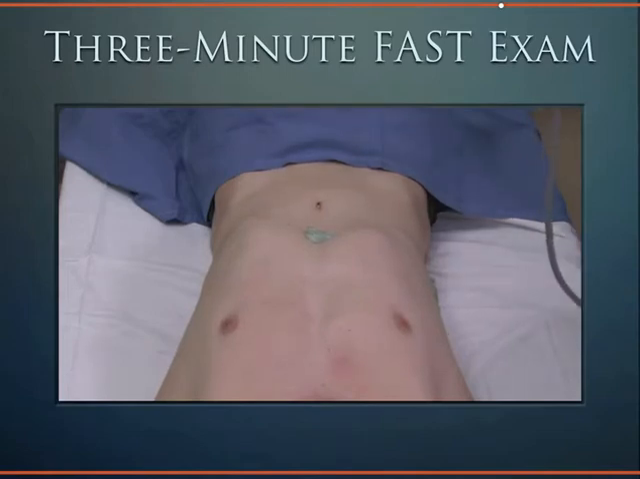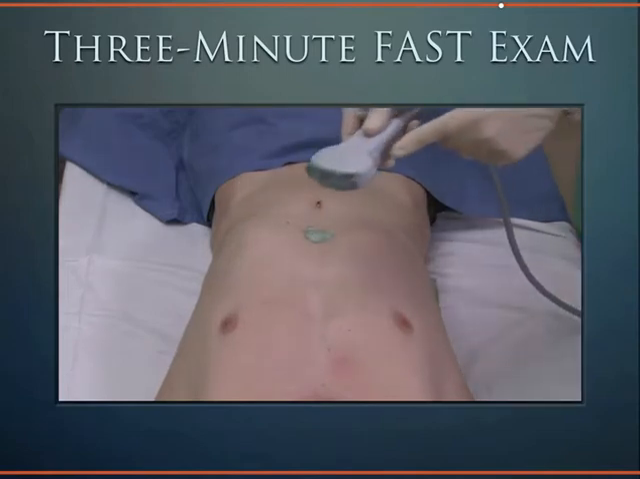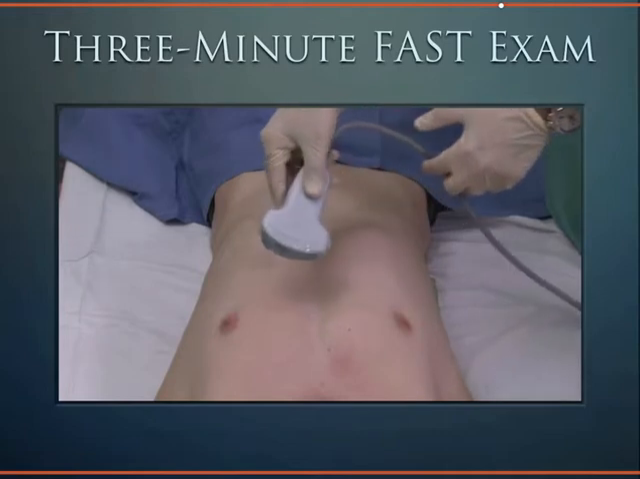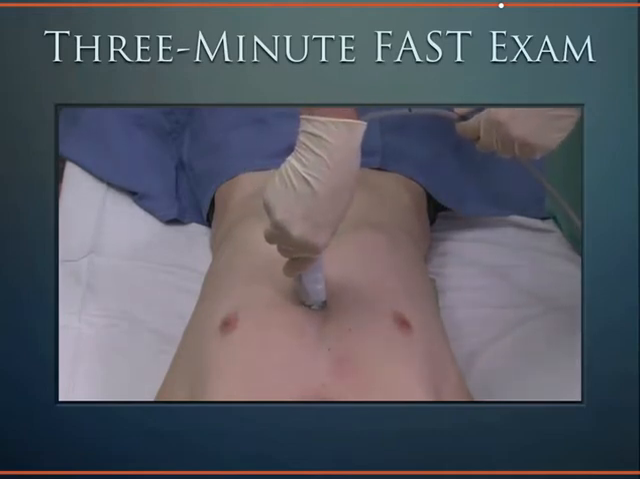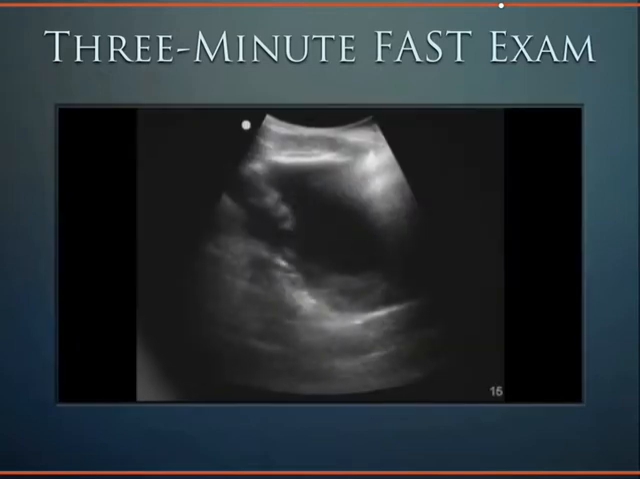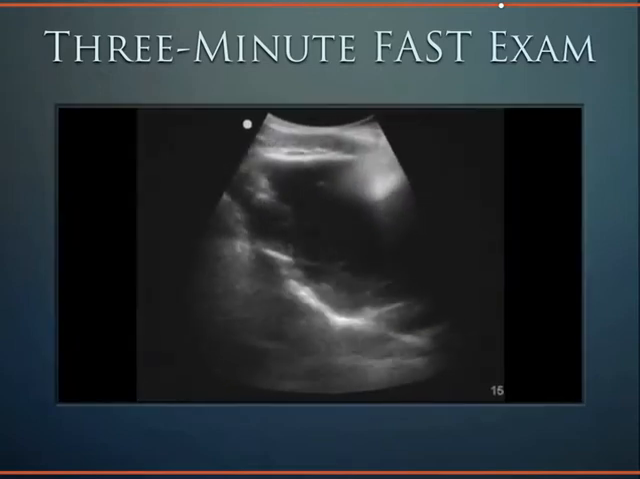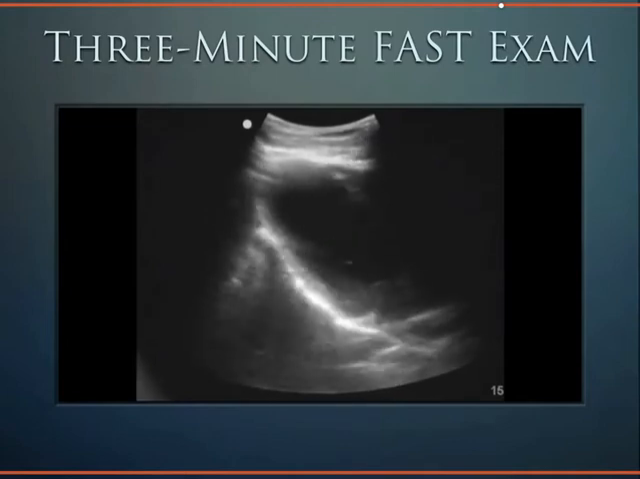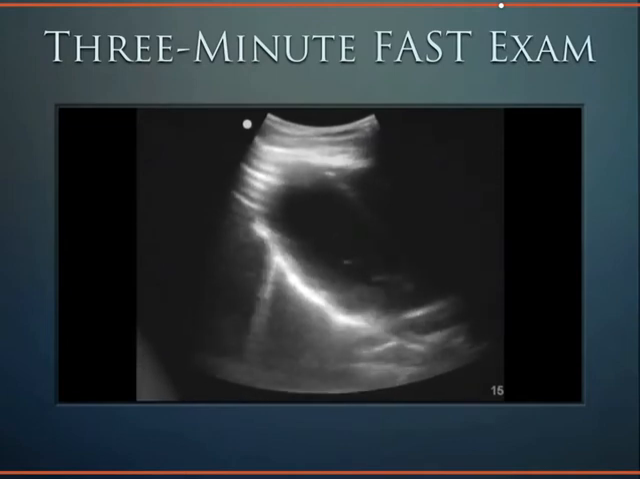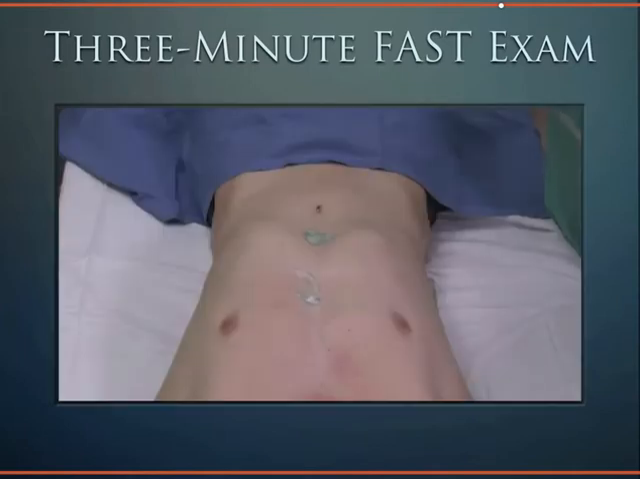The next window of the FAST exam is the parasternal long window of the heart. Place the probe with the indicator towards the patient's left hip. Place the probe right on the sternum and then slide off until you see the long axis come down the screen. You've now obtained a long axis view of the heart with the indicator towards the patient's left hip.